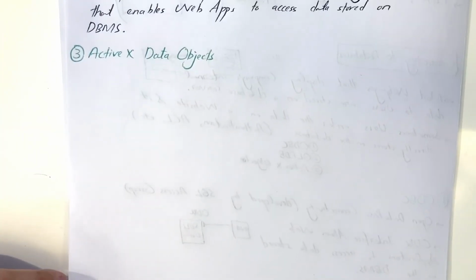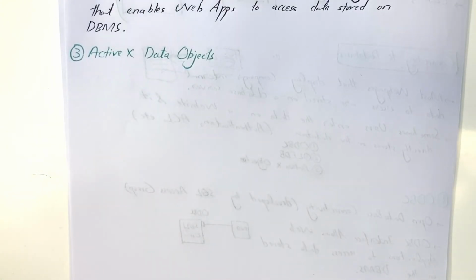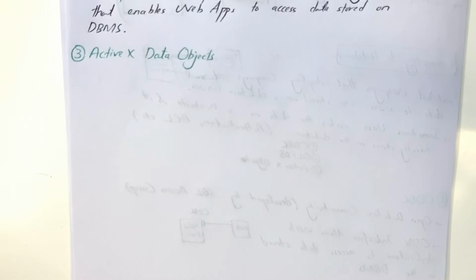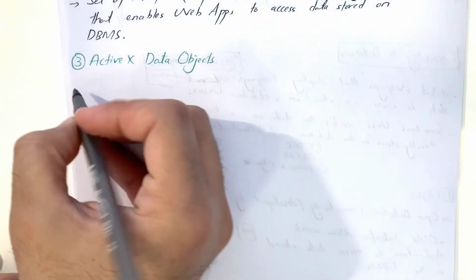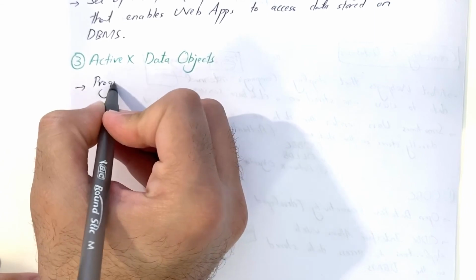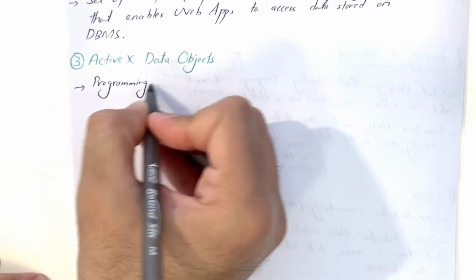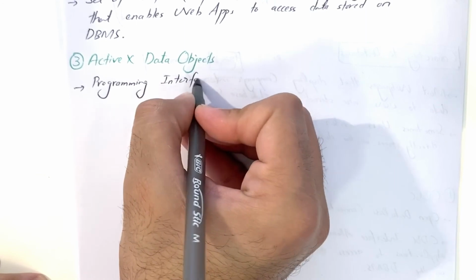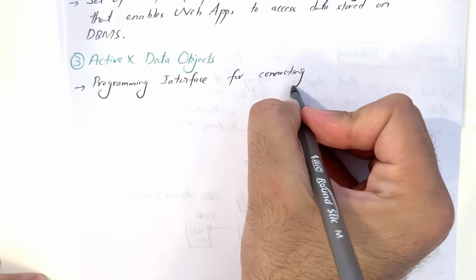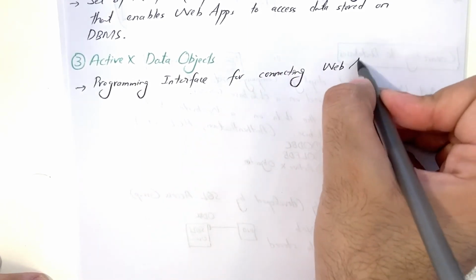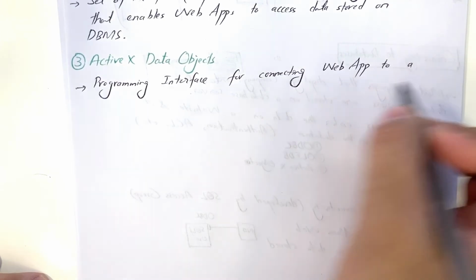Last but not the least method is called ActiveX Object. We use this particular method to actually place the Microsoft Word file, Excel sheets, spreadsheets on a web page. Collaborative kind of thing where different users can actually input something and it could be saved online on the web server. So it's basically a programming interface for connecting web application to a database.